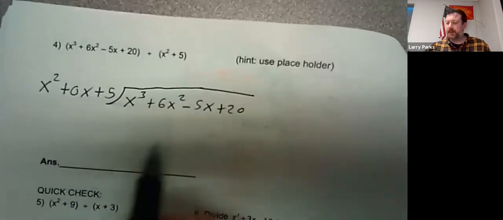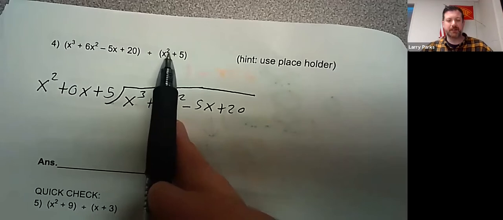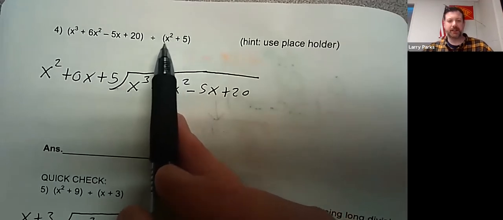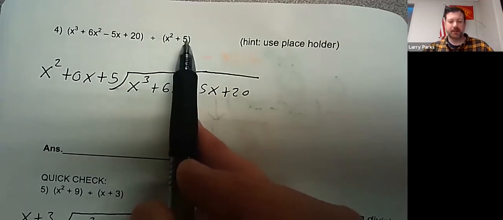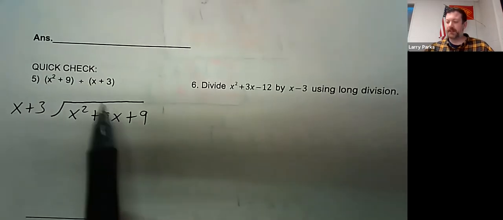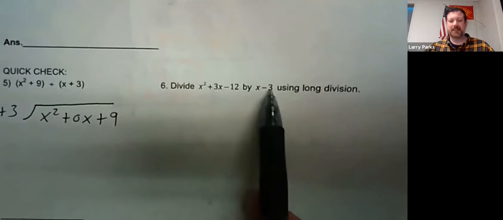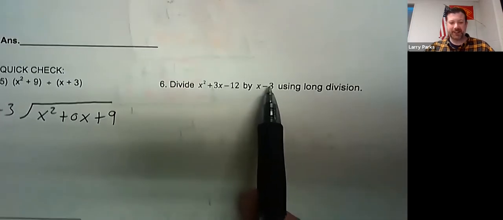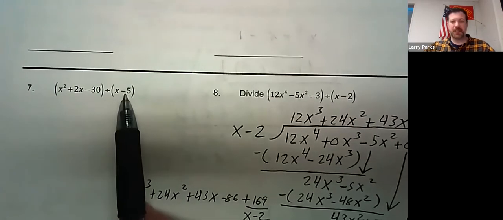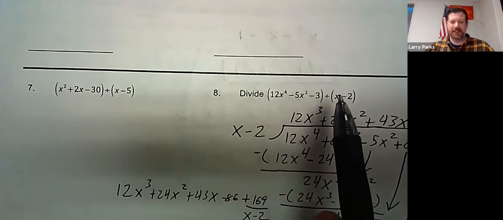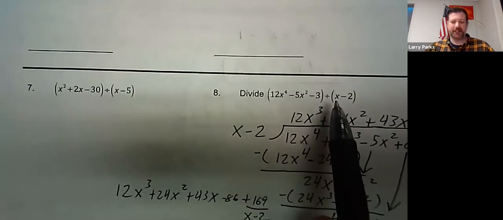Here, dividing by x squared plus 5, you cannot use synthetic. X plus 3, that's simple. Use synthetic, it's much easier. X minus 3, you could use synthetic. X minus 5, use synthetic. X minus 2, use synthetic.